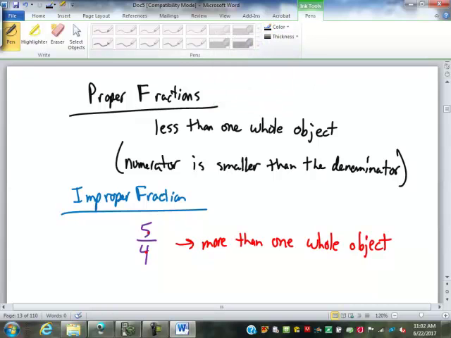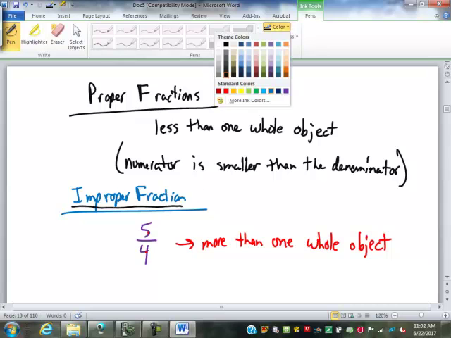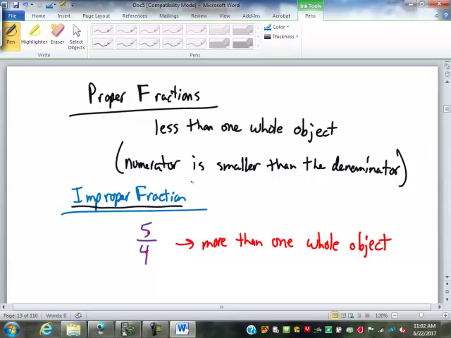Now the word improper is kind of deceiving. Improper implies wrong. It is not wrong. It's just not a preferred way of writing it. There are times, however, where writing it like that is preferred. In fact, there are times where we need to write it like that so we can work with it. And as we go through the next couple of days dealing with fractions, we'll look at some of those times.